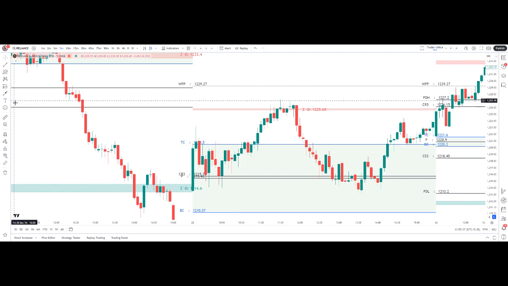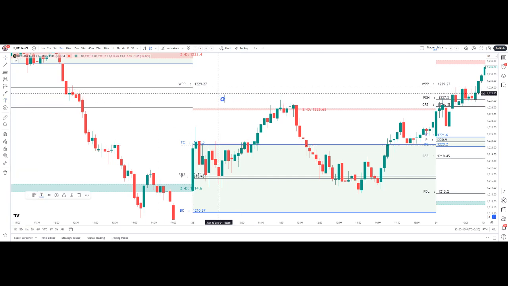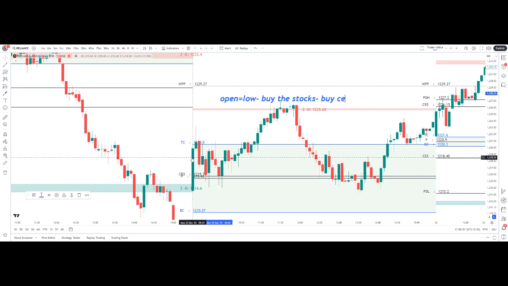So the next concept we can see is open equal to low, then you can look for buying the stocks, or you can look for buying the call option, buy CE. All right, so this is the first 5 minutes candle, and the open price for this particular stock is 1,213.60, and low also is 1,213.60. So in this case we can look for a call option, but you have to look into other criteria also. This is the first 5 minutes candle, and it is above the pivot point.